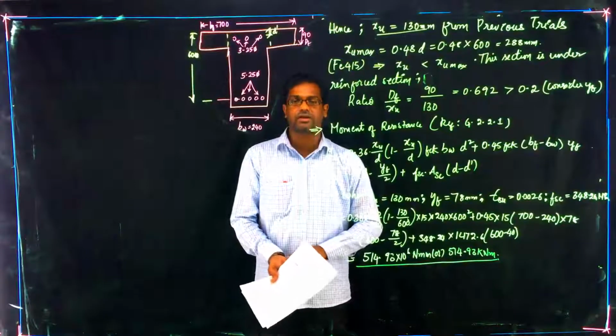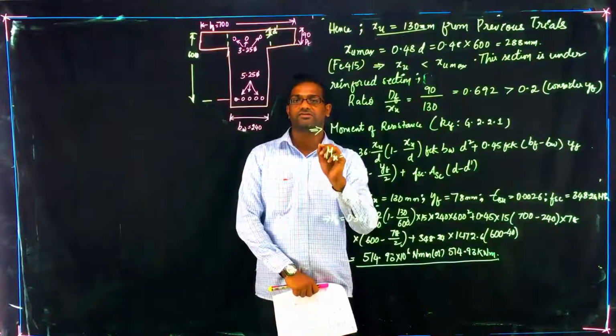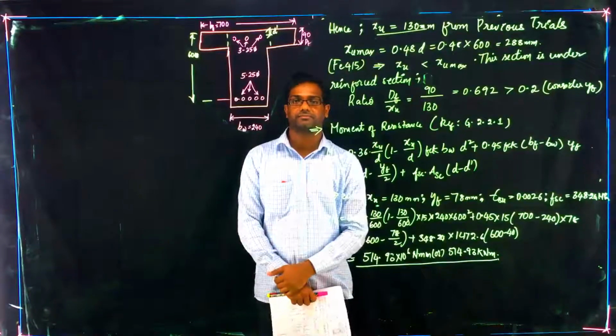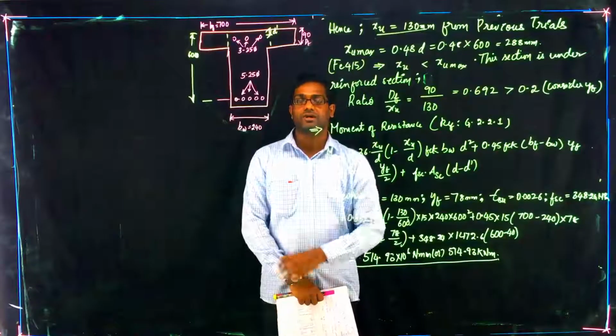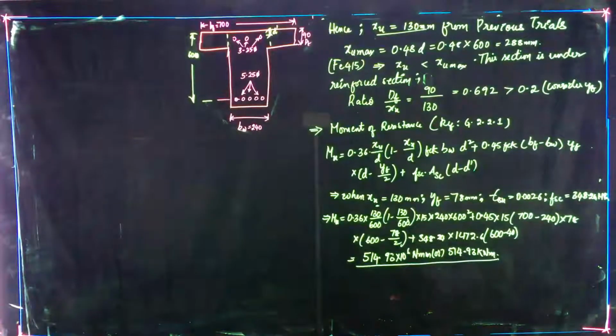Now this is the way you need to calculate the moment of resistance of a doubly reinforced T-beam by assuming the neutral axis length. In the next problem, we will discuss the design of a doubly reinforced T-beam.